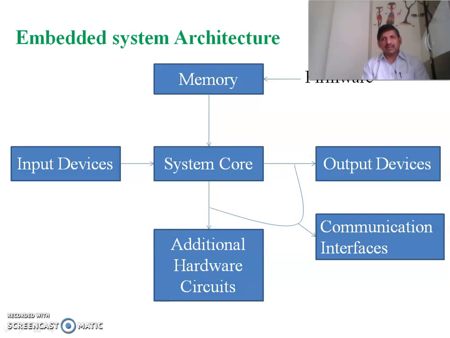So an embedded system contains 5 basic elements. First, the system core, executing the instructions. Memory devices, storing the instructions. Input devices, gathering input information from the external environment. Output devices, controlling the outputs based on the conditions we define. Additional hardware circuits, which provide additional features. Next, communication, which provides connection among all the elements.